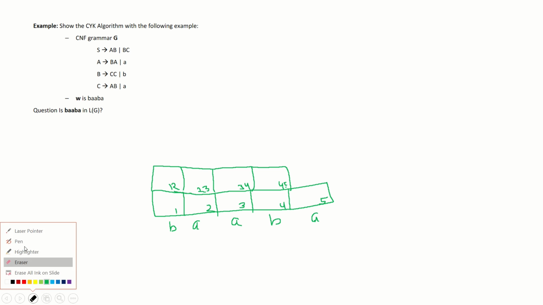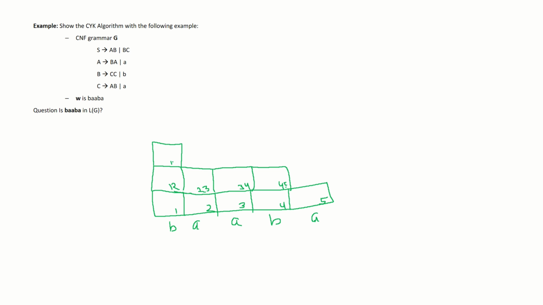After that we will have the substrings of length 3. The first column will have 1 to 3, from position 1 to position 3. After that we will have 2 to 4, and then 3 to 5. We can't get any more columns because that would be 4 to 6, but our string is of length 5, so 6 is not possible.